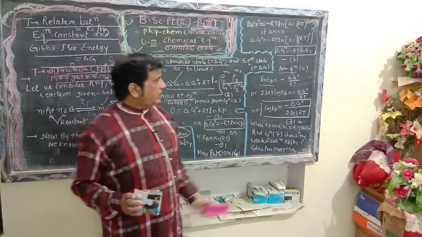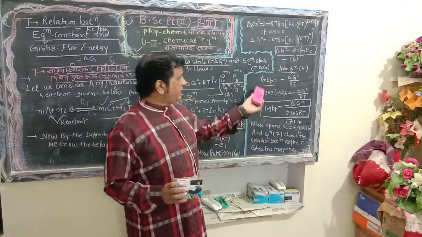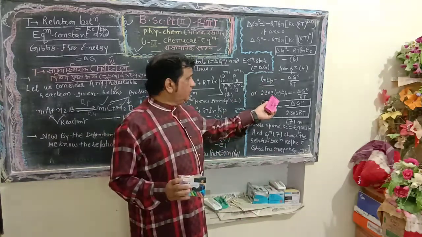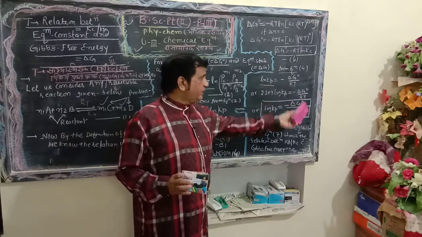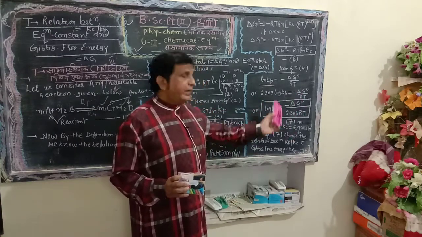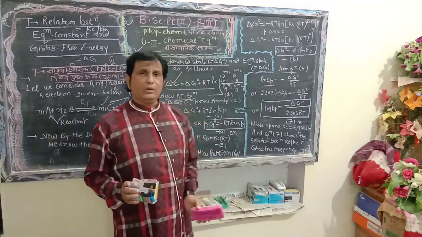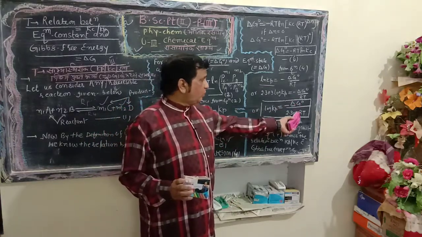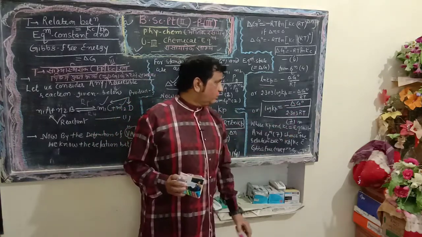Try to understand, try to solve the further steps here. In 10 base it will be multiplied by 2.303. So 2.303 log Kp equals minus ΔG° upon RT, and on simplifying, log Kp equals minus ΔG° upon 2.303 RT. This is equation number 7.